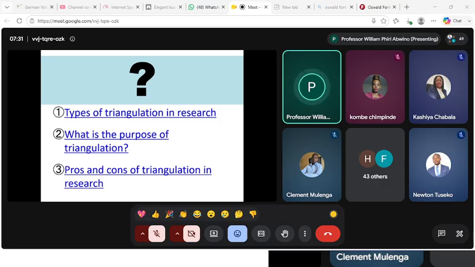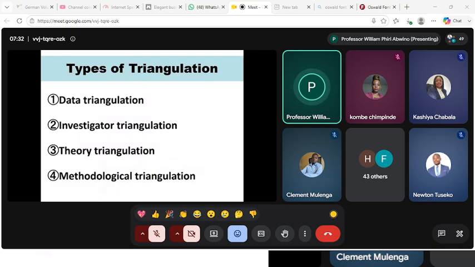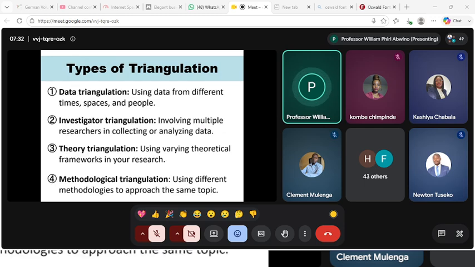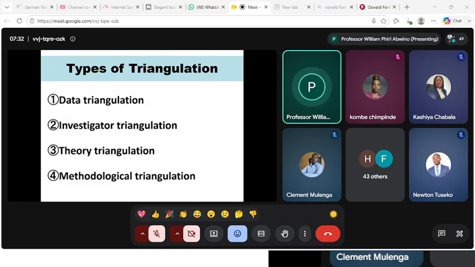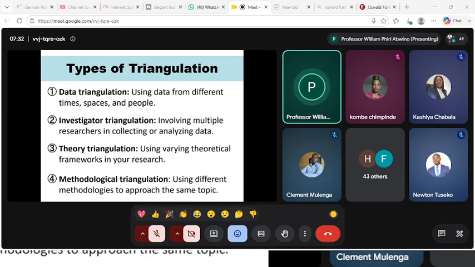Right. So types of triangulation, I hinted on this last time. What is the purpose of triangulation? And then what are the pros and cons of triangulation in research? So there's data triangulation. We talked about this. There's investigator triangulation. We talked about that last time. We had the theory triangulation and the methodological triangulation.